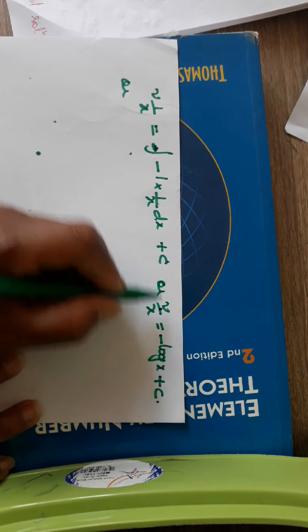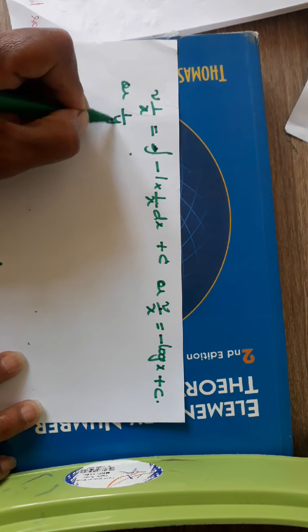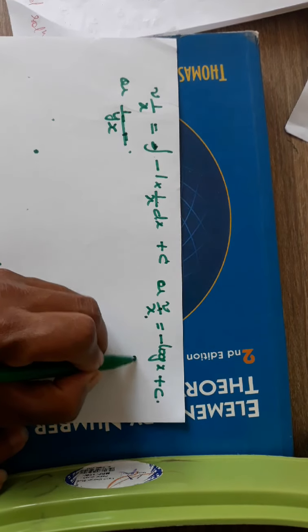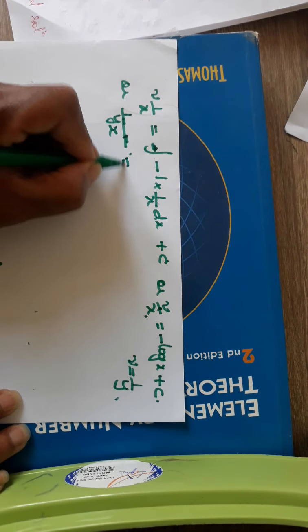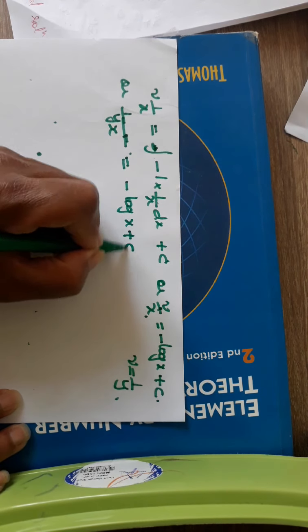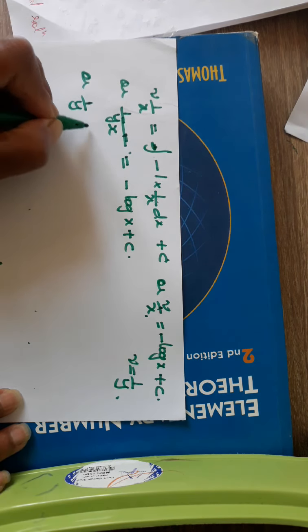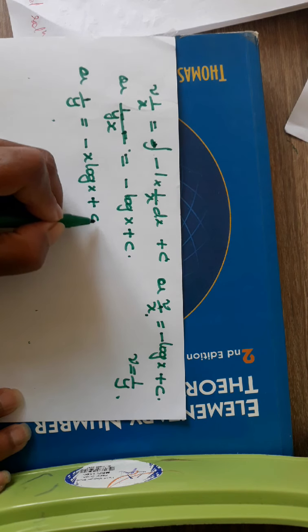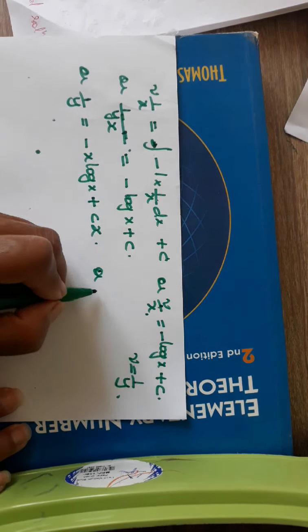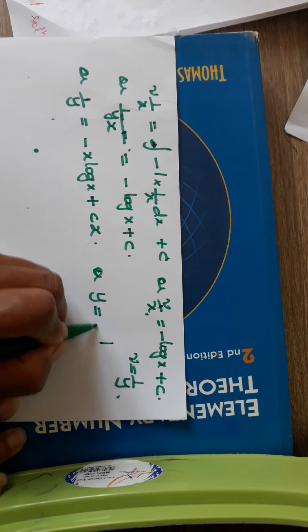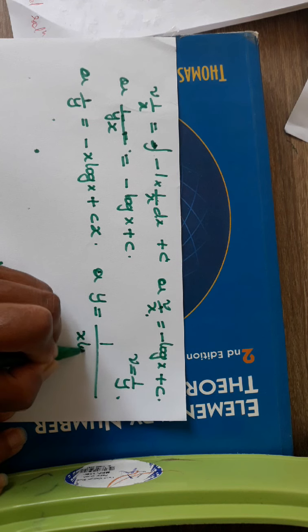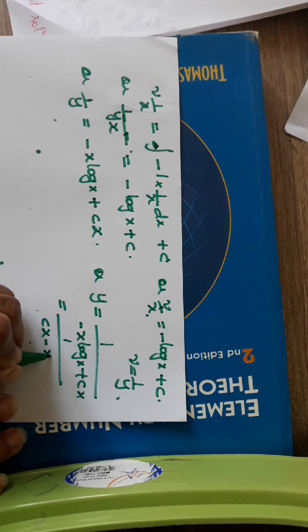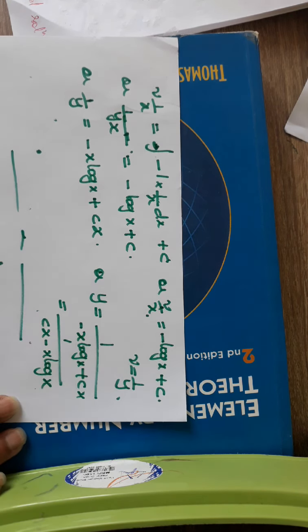What is v in terms of x? v is 1/y, so v/x into x, because x is there, where v is equal to 1/y, is equal to minus log x plus c, or you can write here 1/y is equal to minus x log x plus c times x, or you can say that y here is equal to 1 divided by x log x plus cx, which is the same as 1 upon cx minus x log x, the required solution.